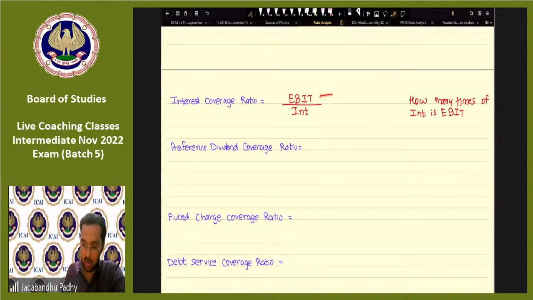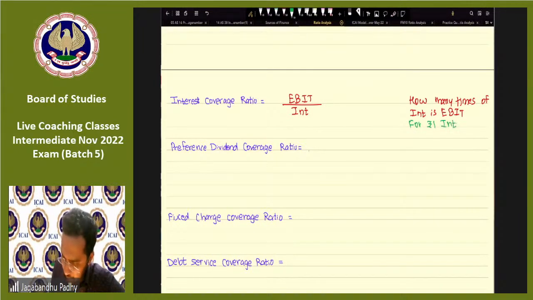Right? So EBIT upon interest tells you how many times of your interest is EBIT, or you can also say, sir, it gives you, for rupee 1 of interest, how much is EBIT.